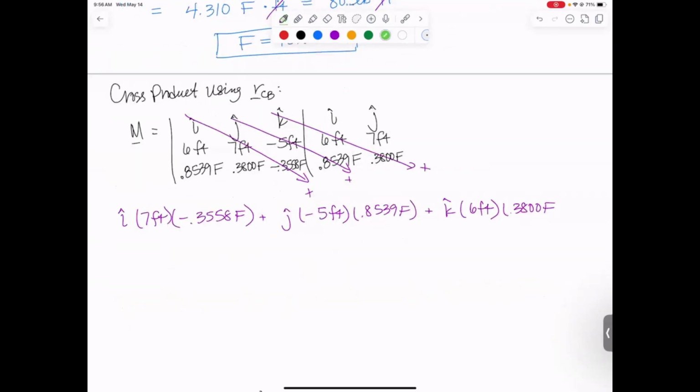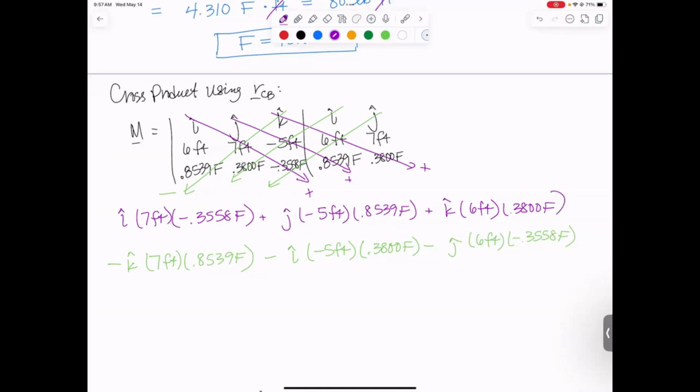Now I've got to go the other direction. So I'll end up with a minus K times 7 feet times 0.8539 F minus I times minus 5 feet times 0.3800 F. Finally, minus J times 6 feet times minus 0.3558 F.